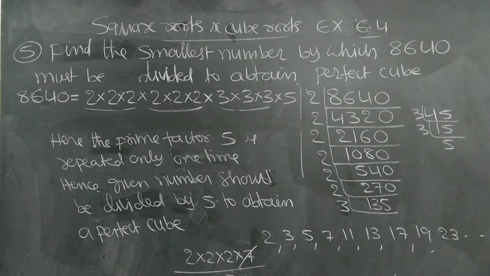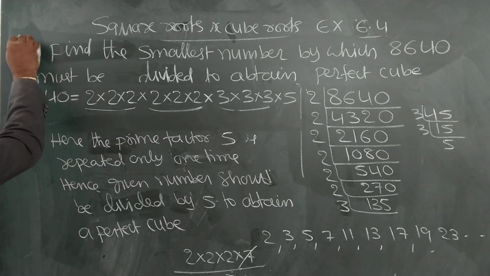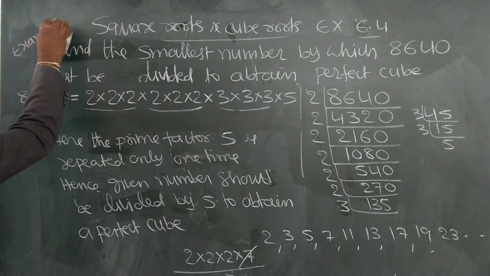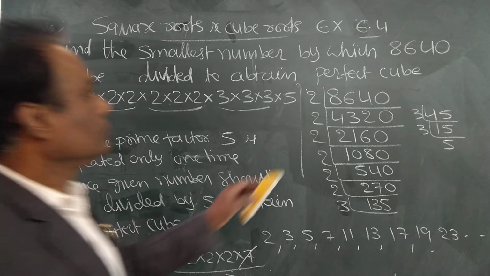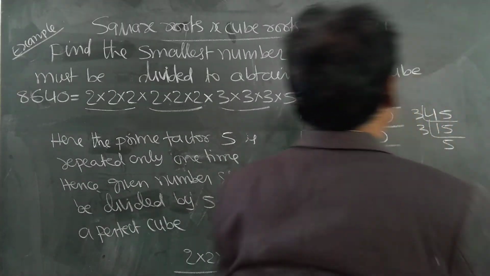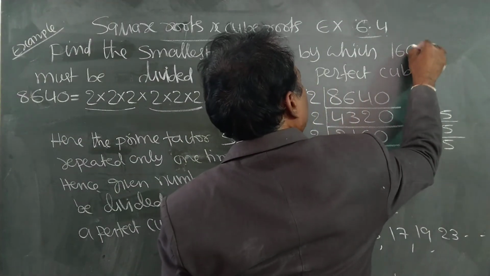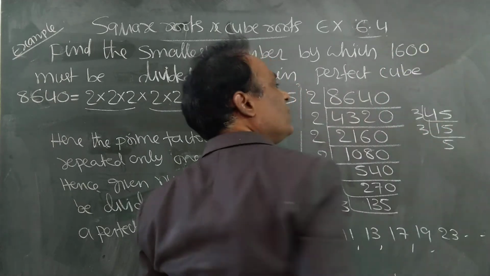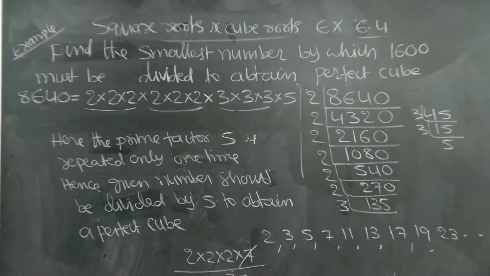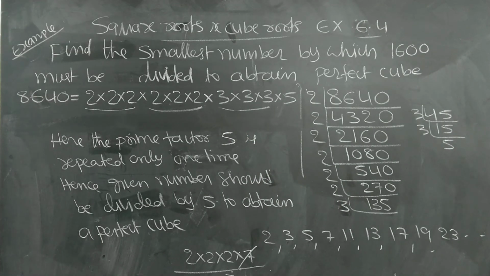Students, I am giving one example on the division model because only one problem is given. So I will give one example. Do it yourself. Do it for 1600. It should be divided by what number to make it a perfect cube?